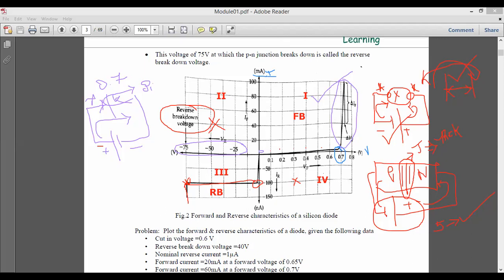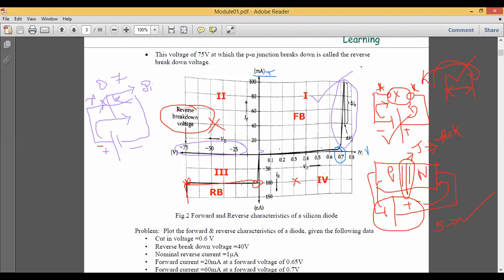So we cannot go beyond that particular voltage, such that your diode becomes damaged. Therefore, when we try to focus more on these particular regions, it becomes very difficult. So in quadrant number 3 it is not possible.